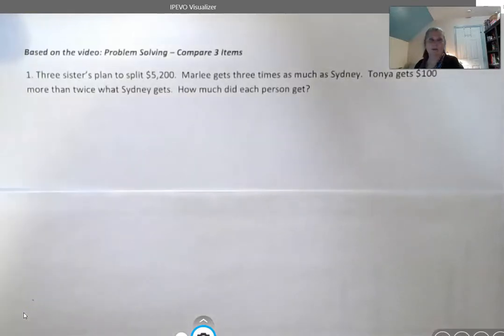Hi, I'm Carly McAvoy. Today I'm talking about writing equations to solve word problems. And in these equations, we're comparing three things. So we have to write algebraic expressions for all three of them and then set up an equation using those expressions.